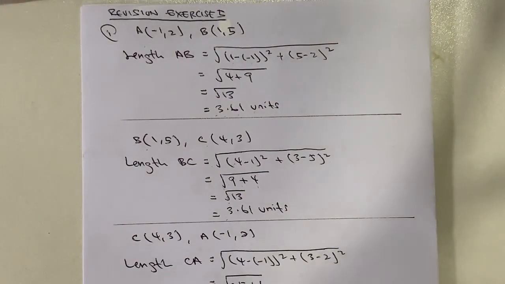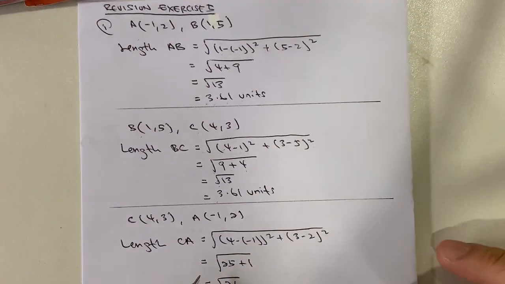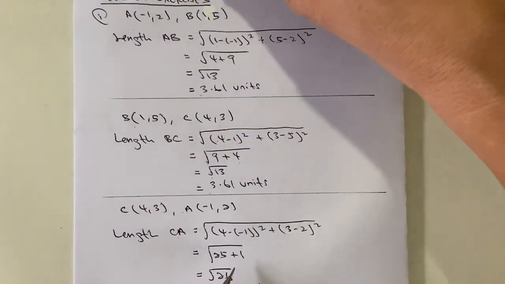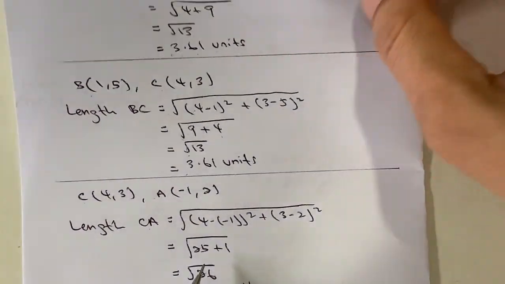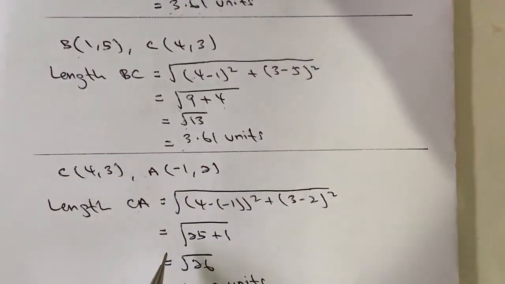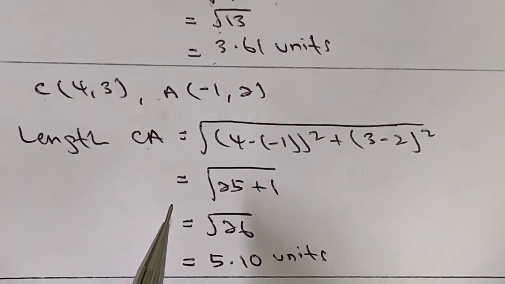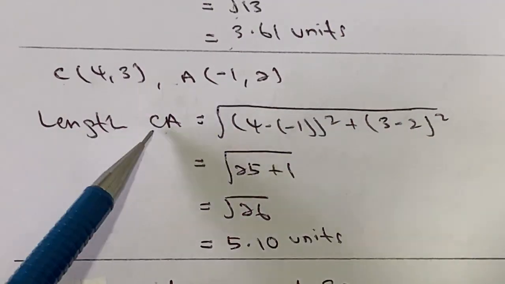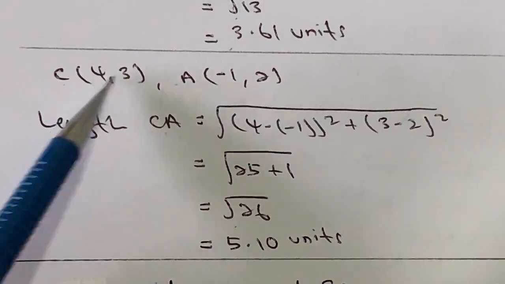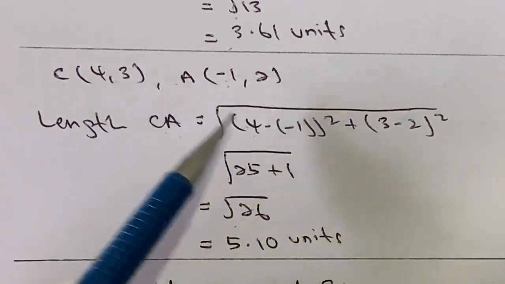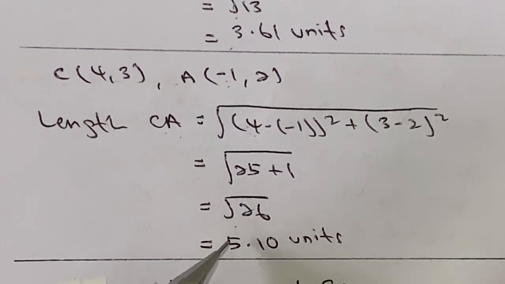And similarly for the last part, which is point C and point A, to get the length of CA, we will just use the formula again. So this is the formula that is being used over and over again to get the length of CA. It's best that you write down the coordinates and then you can compare which one is x2, which one is y2 to get your answers. So eventually the answer will be 5.10 units.